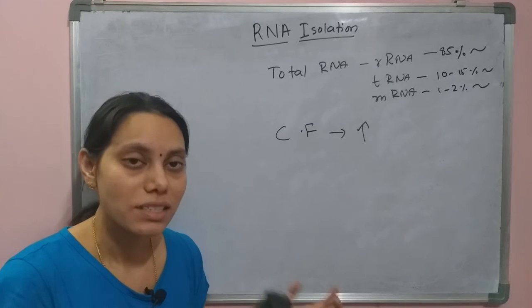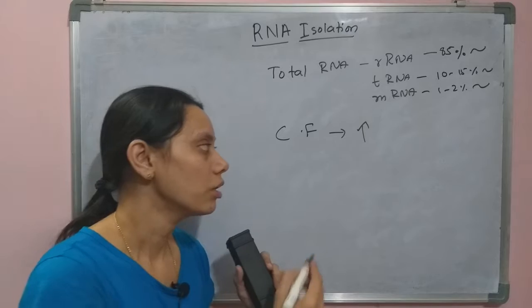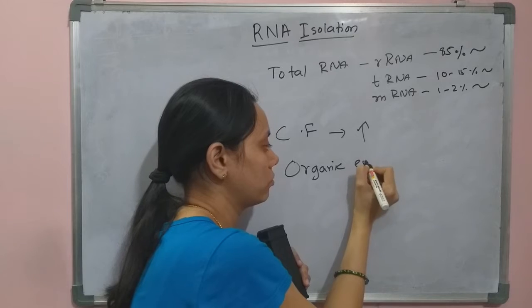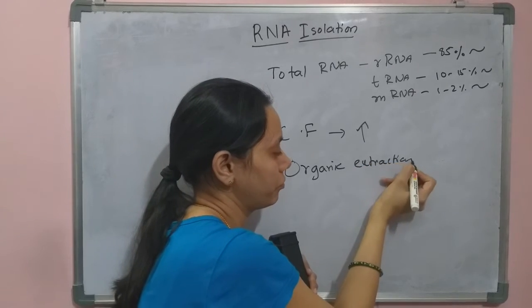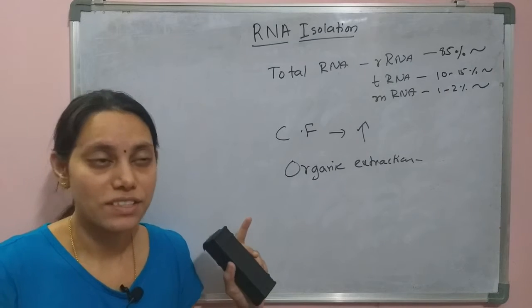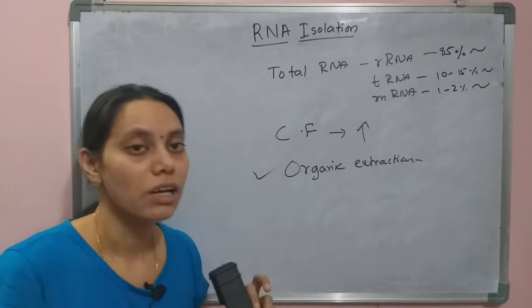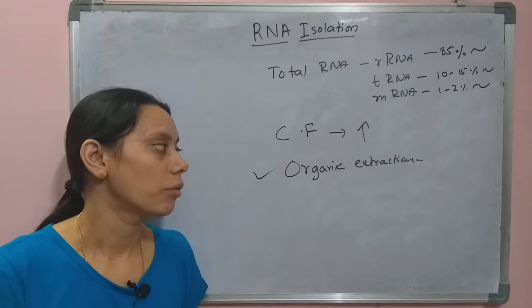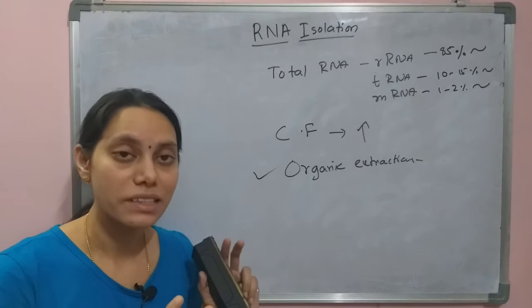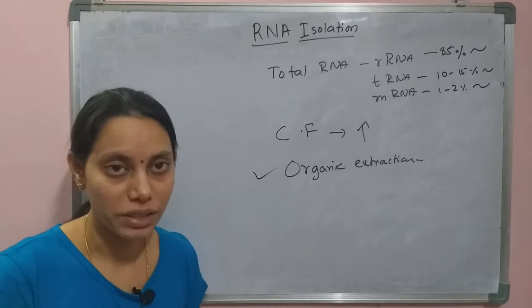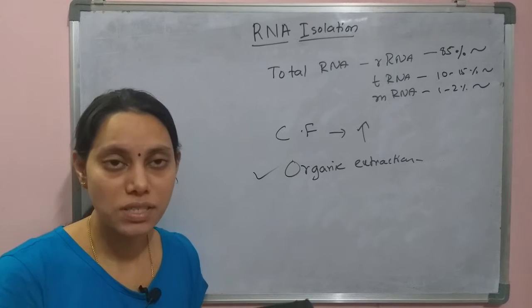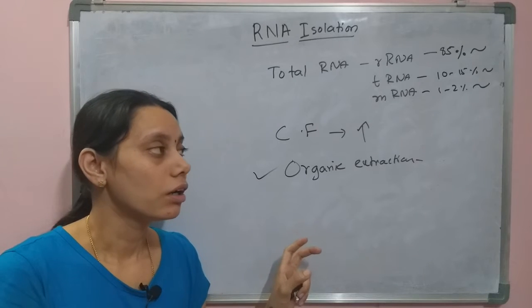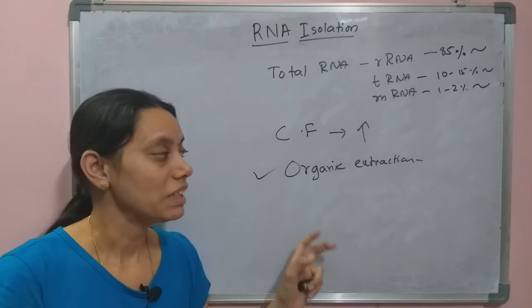So it is not as scalable as the other method. If you want to compare the organic extraction method, here the organic extraction method is widely used, and it is also considered the gold standard method for RNA extraction. Here, by employing different organic solvents, we are going to separate the RNA. It is a bit similar to the DNA extraction method, but it varies in many aspects from the DNA isolation method.